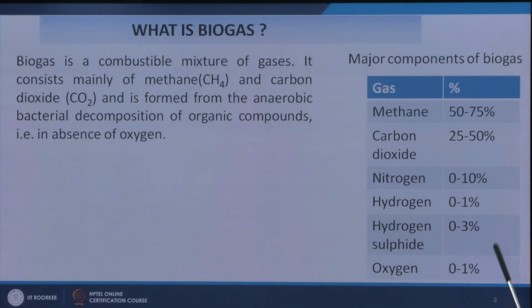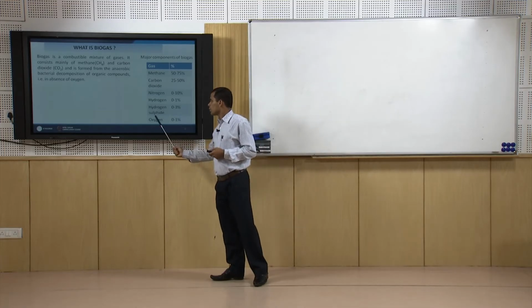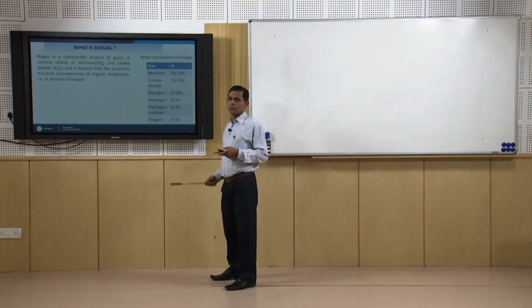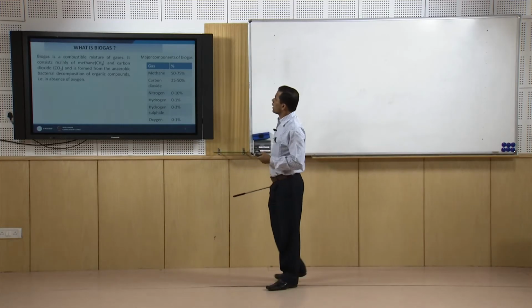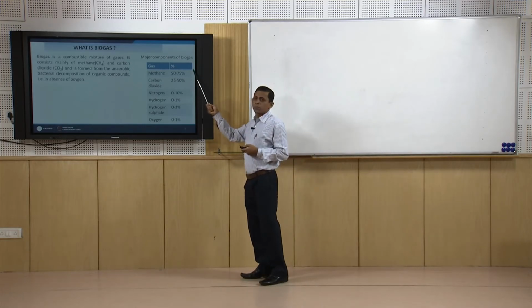So, this is the typical composition of biogas, and here we see H2S has to be separated. These separations, including nitrogen separation, we have discussed in the earlier modules. So, this is the biogas. As methane is higher, it can be used as a source of energy.